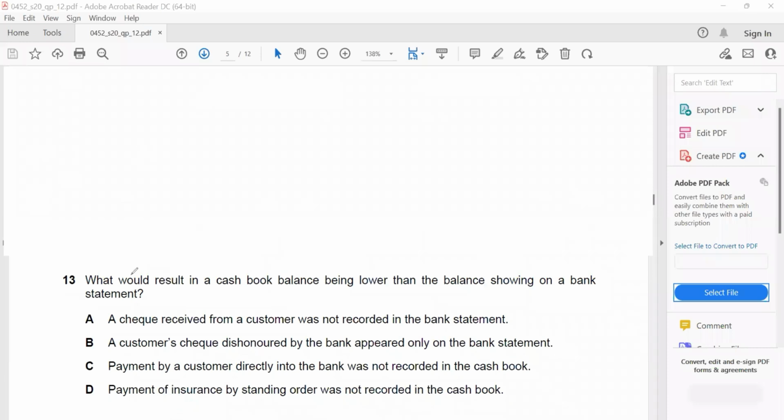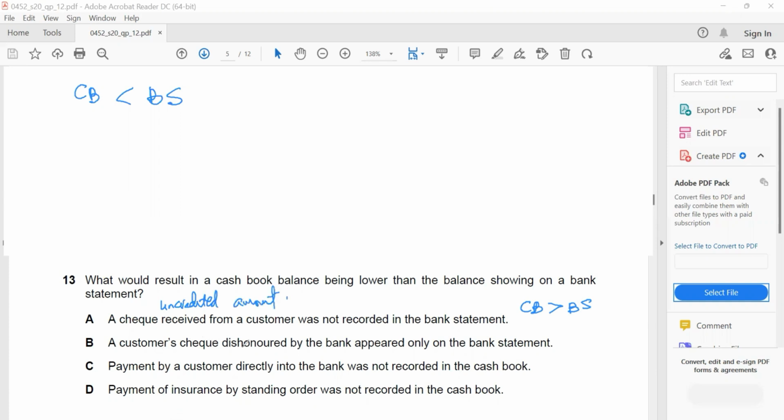Okay, question 13. What will be the result in the cash book balance being lower than the balance shown? Okay, cash book lower than the bank statement. A cheque received from a customer was not recorded in the bank statement. So not recorded in the bank statement means the cash book has more money than the bank statement. Okay, so this one is an uncredited amount.